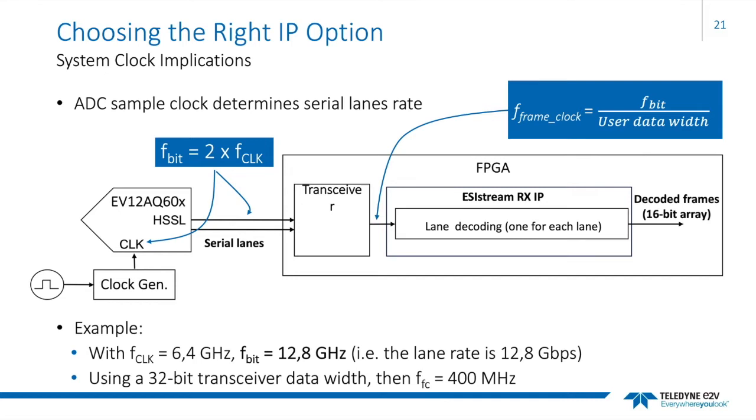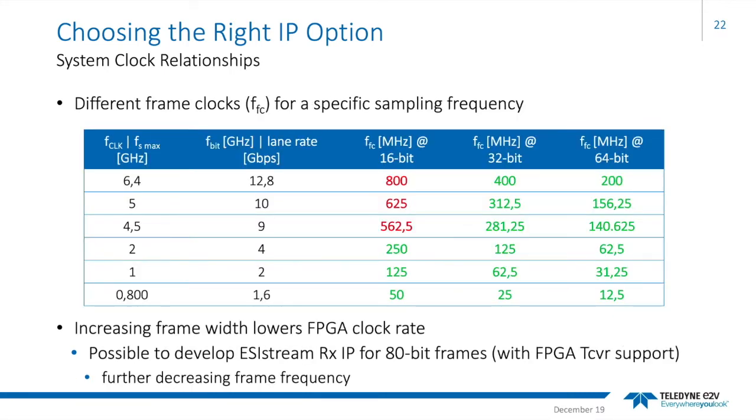Hopefully, it's obvious that the frame clock rate is the bit rate divided by the data width of a frame. So assuming you selected a 32-bit wide data frame, then your frame clock frequency is equal to 12.8 gigasamples per second divided by 32, which equals 400 MHz. Given this, it's also clear that using a longer 64-bit frame, we halve the frame clock frequency, providing a 200 MHz rate.